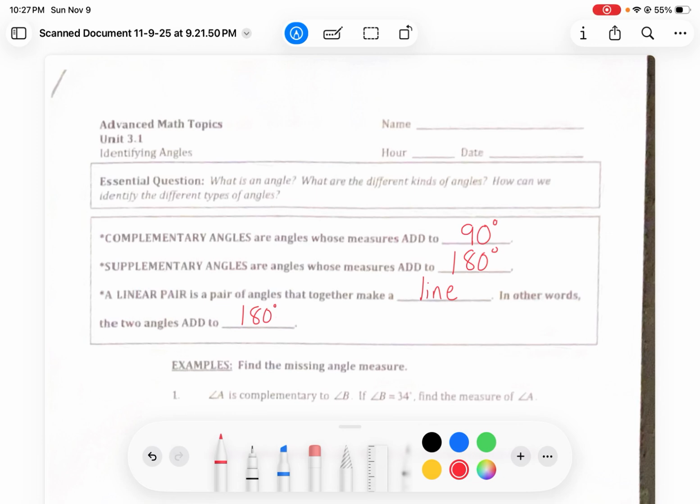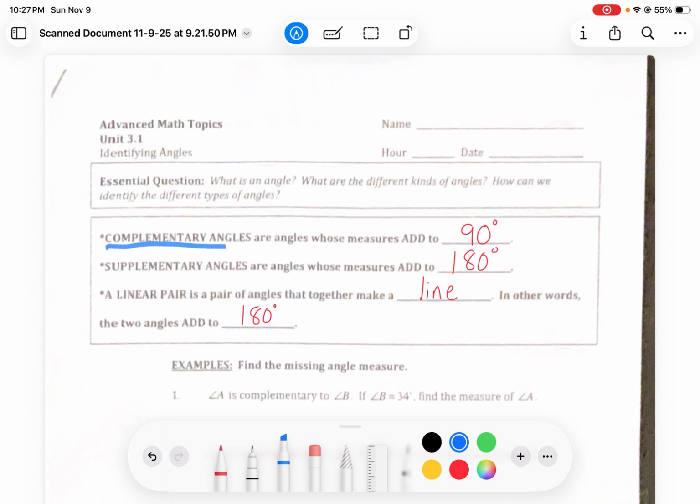All right, everyone. We have notes on section 3.1. This is the start of geometry. So here we go. What is an angle? What are the different kinds of angles? And how can we identify the different types of angles? So first, the angle pairs that we're going to talk about.